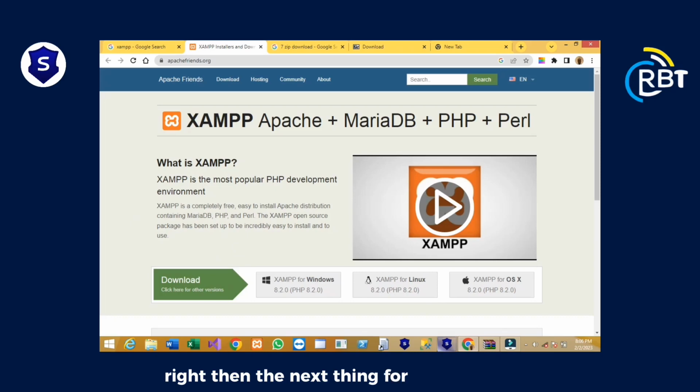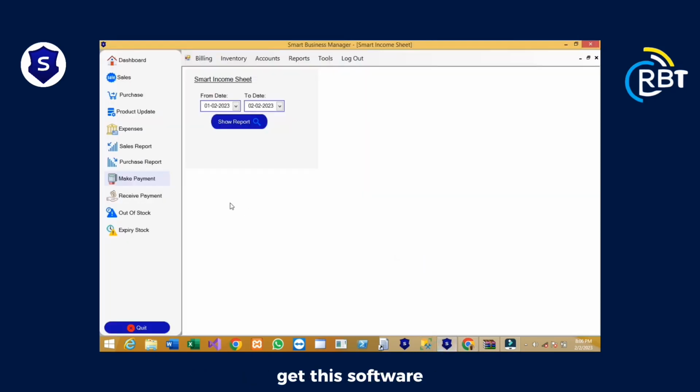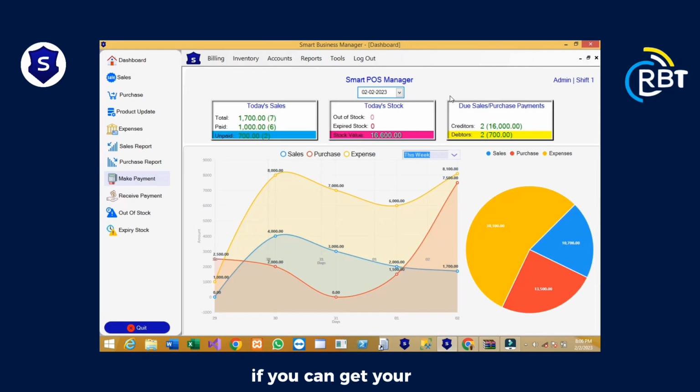Then the next thing for you to do is to get this software at a very discounted rate currently. So if you can get hold of this software, install it into the system. This is how it's going to look after you have installed it. You're going to see something like this. Then what next are you going to do?